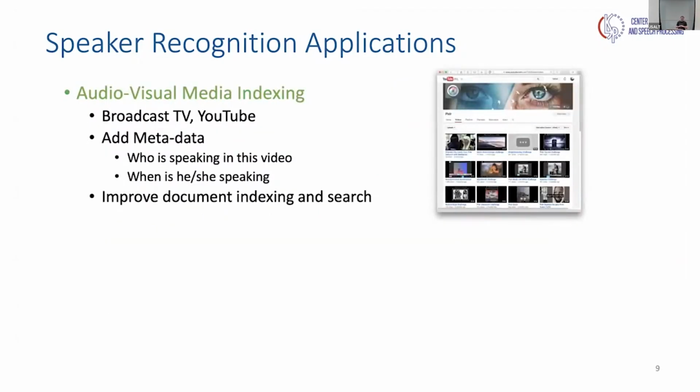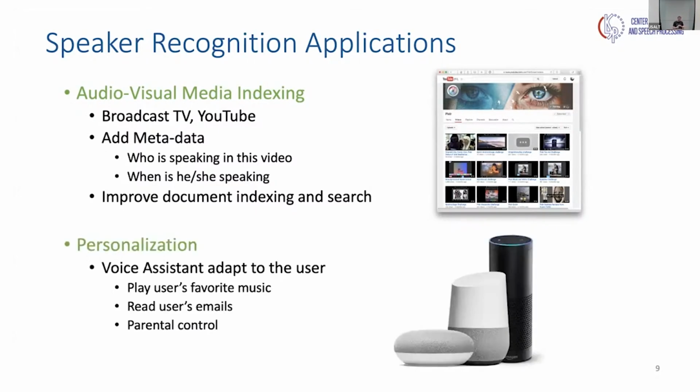Also, for audiovisual media indexing, you have, for example, broadcast TV, YouTube. Basically, these services produce a huge amount of data, and maybe you want to have some way of searching for people in this data. For example, I want to know all the speeches from Biden or from somebody. So you could use speaker recognition to add metadata to the videos and make this easier.